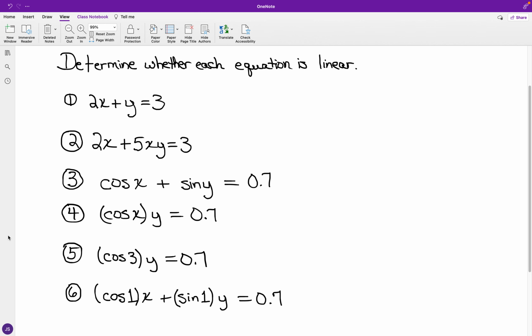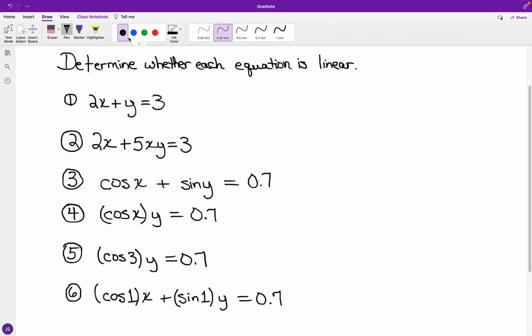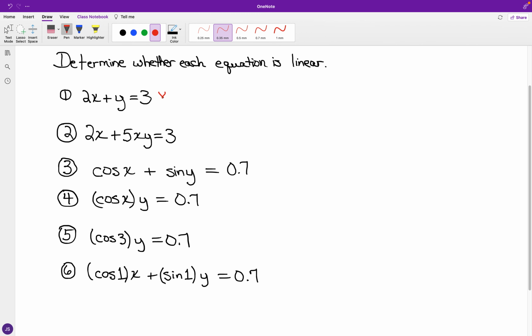Now, for the first item, we have 2x plus y is equal to 3. Here, x is first order and y is also first order. Throughout, the equation is going to be linear in both x and y. x is kept linear and so is y. So in the case of the first item, that is going to be a resounding yes.